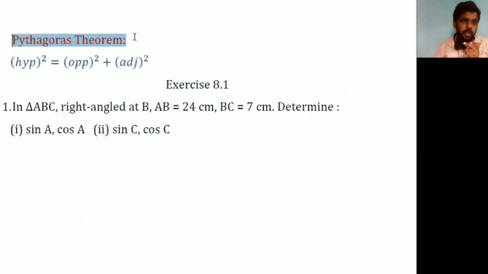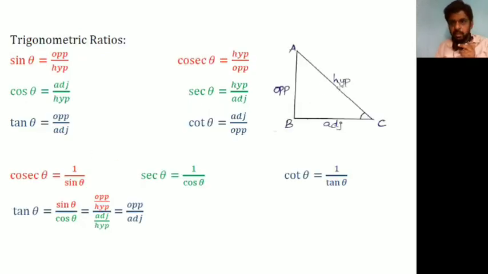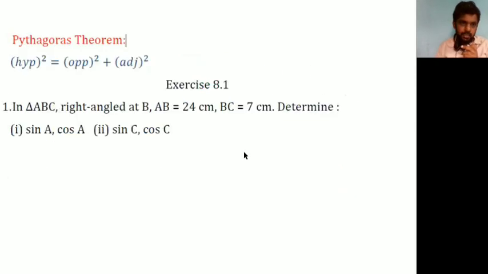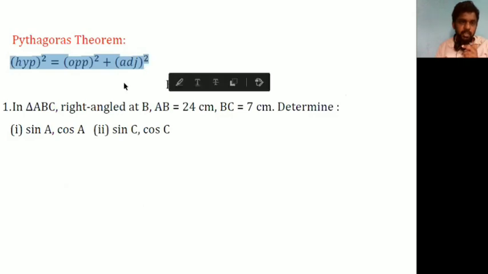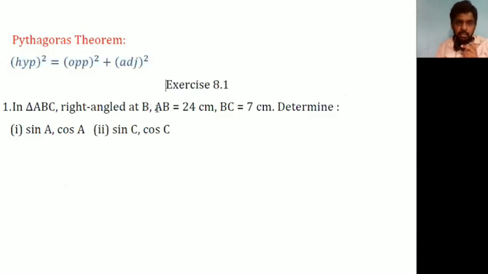Pythagoras theorem plays a vital role in trigonometry, which states that in a right-angled triangle, the square of the hypotenuse is equal to the sum of the squares of the other two sides. Here the other two sides are opposite and adjacent. Therefore, hypotenuse square is equal to opposite square plus adjacent square. We have identities based on this theorem, which we'll be seeing later in this chapter.